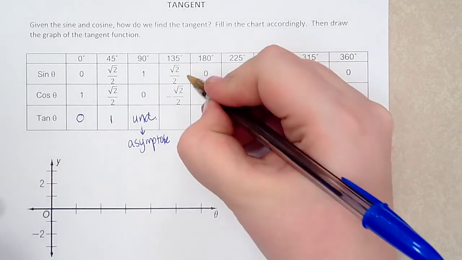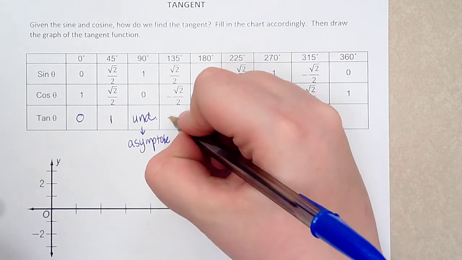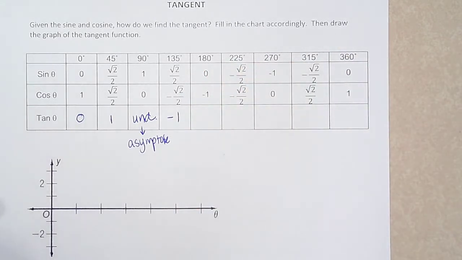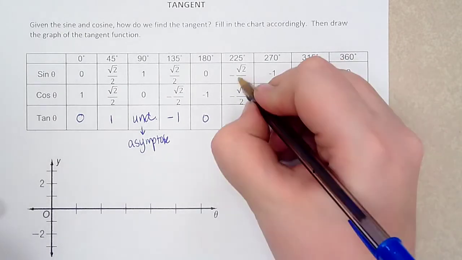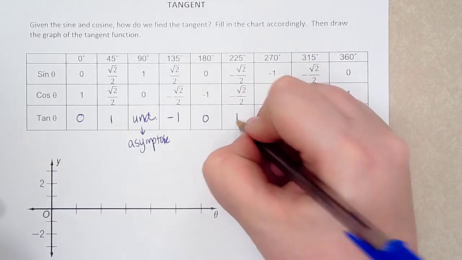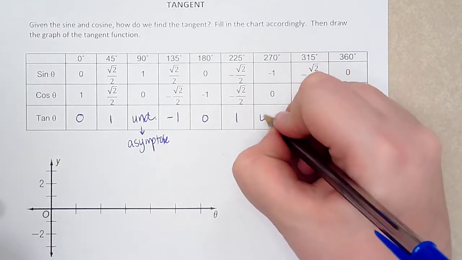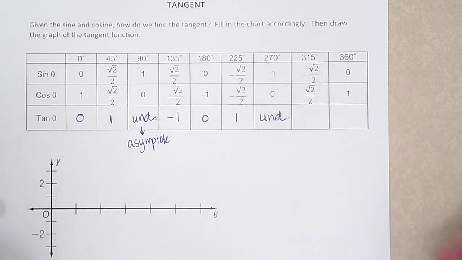All right, at 135, we've got something divided by the negative version of itself. That's a negative 1. Something divided by negative 1, still 0. Negative divided by negative, just 1. We've got another undefined, a negative 1 here. 0 divided by 1 is still 0.